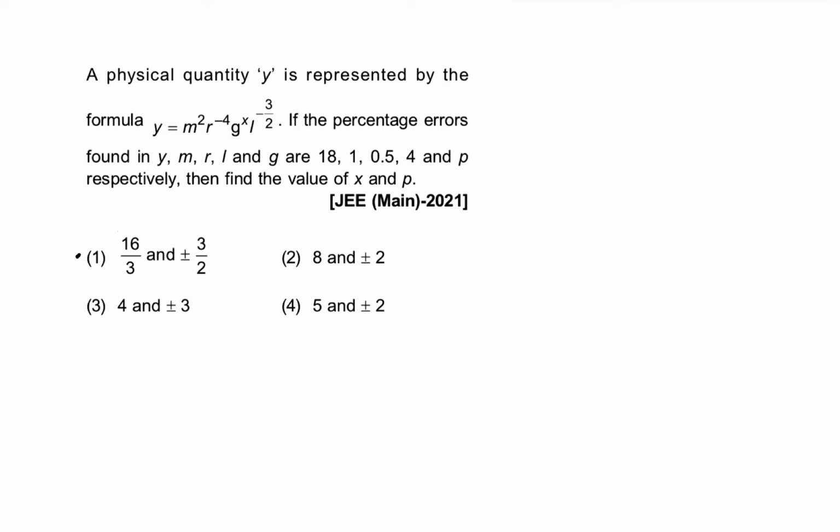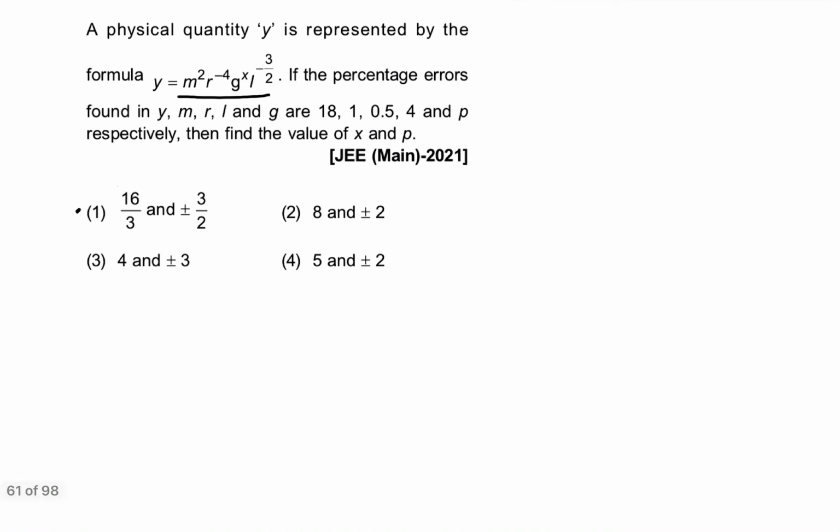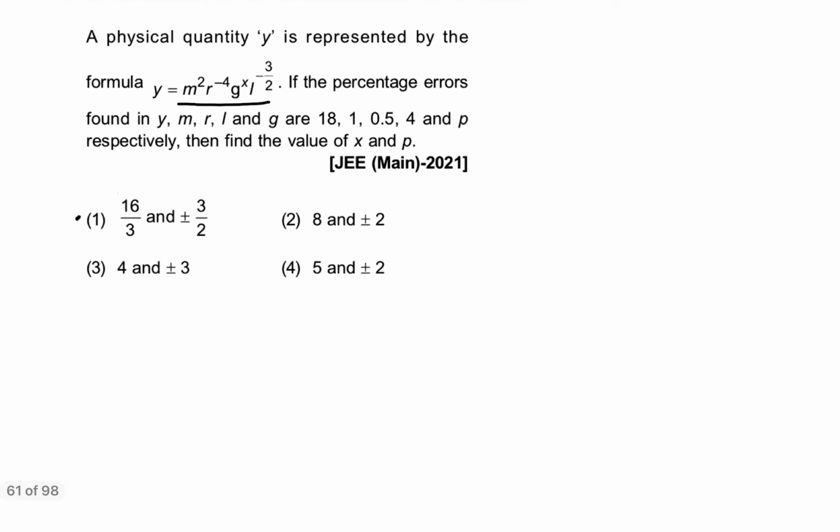Okay, next question. A physical quantity y is represented by the formula y is equal to m square r to the power of minus 4 g power x l power minus 3 by 2. If the percentage errors found in y, m, r, l and g are 18, 1.5, 4 and p respectively, then find the values of x and p.